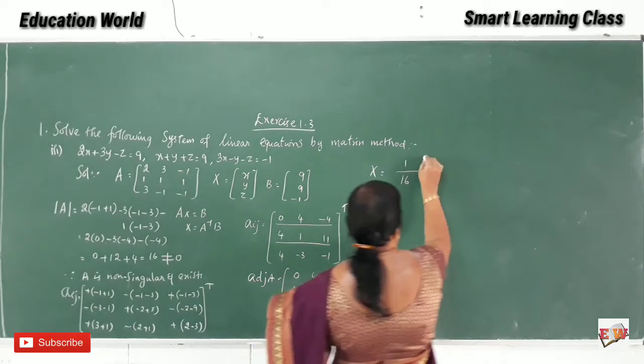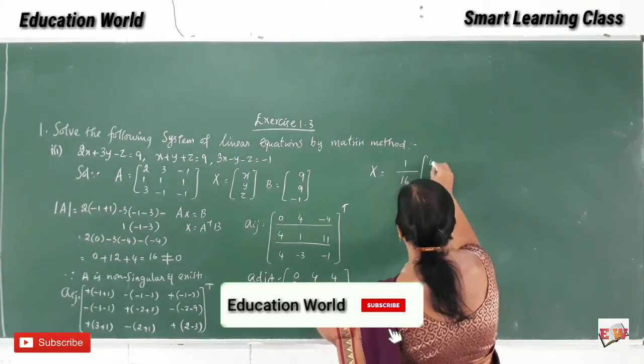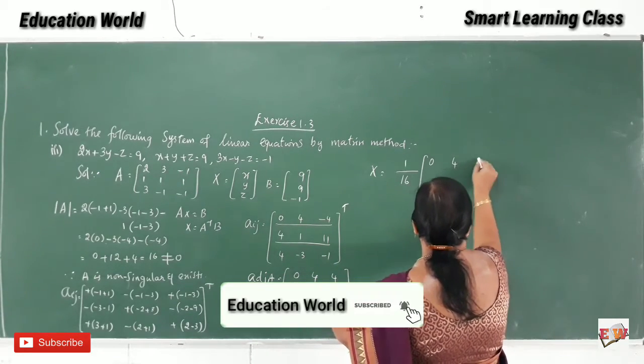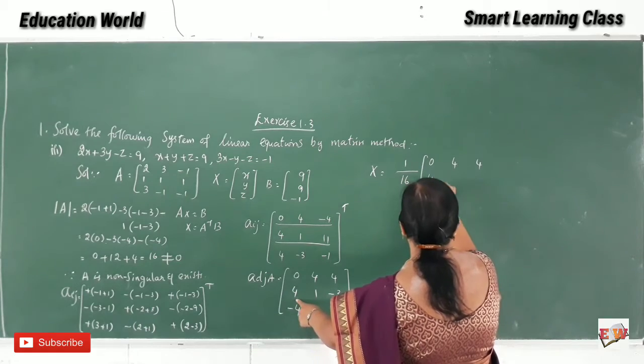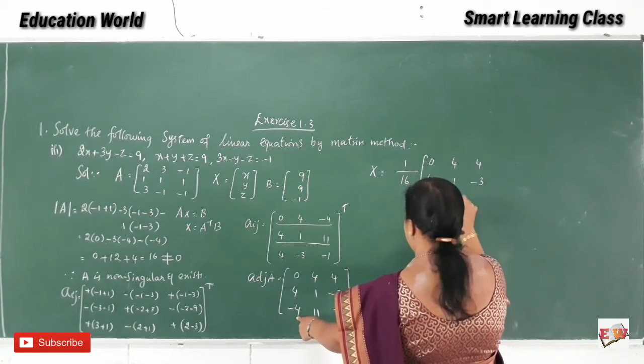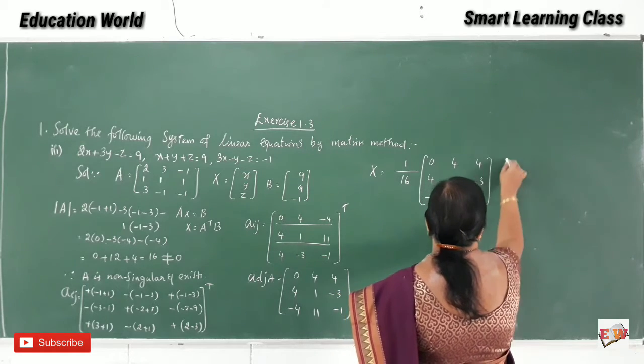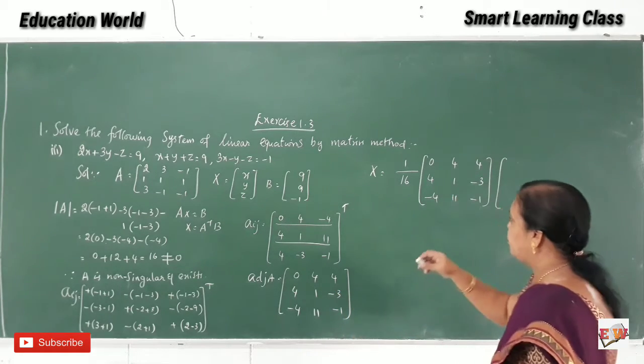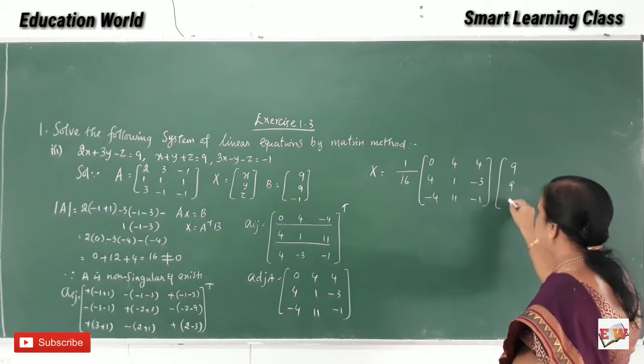Now I am going to apply this: 1 divided by 16 into adj A, what is that? 0, 4, 4, 4, 1, minus 3, minus 4, 11, minus 1, into b, we have to write now. What is that? 9, 9, minus 1.